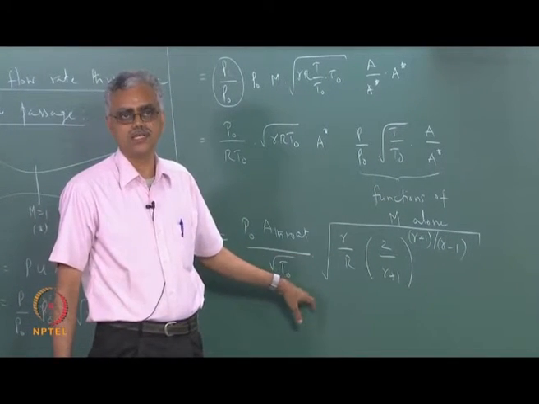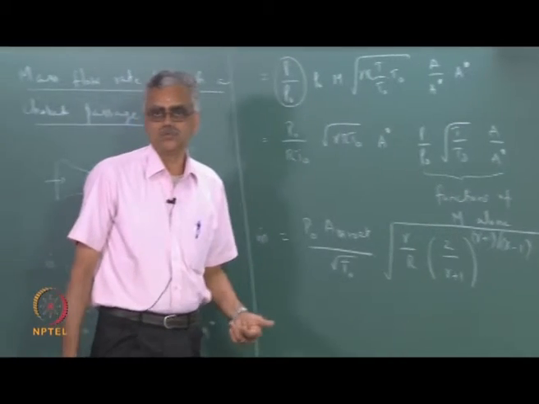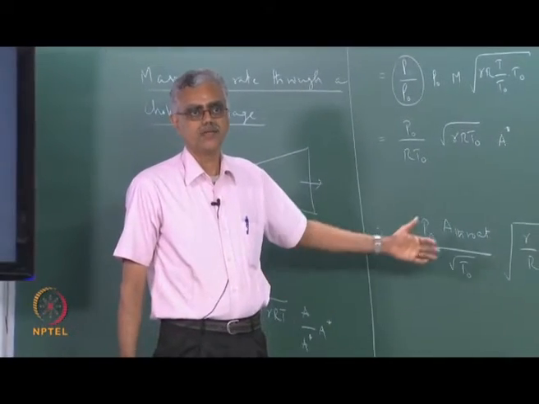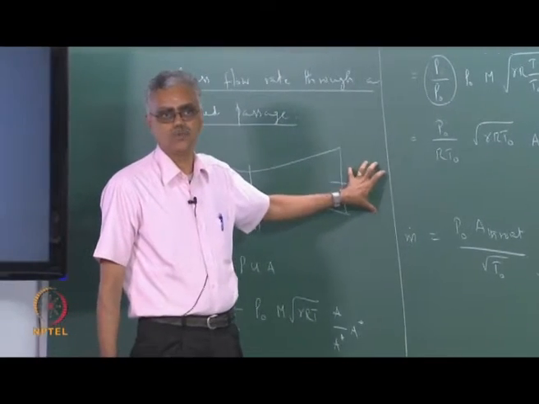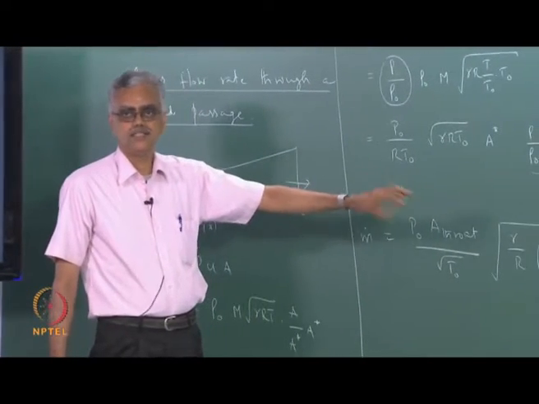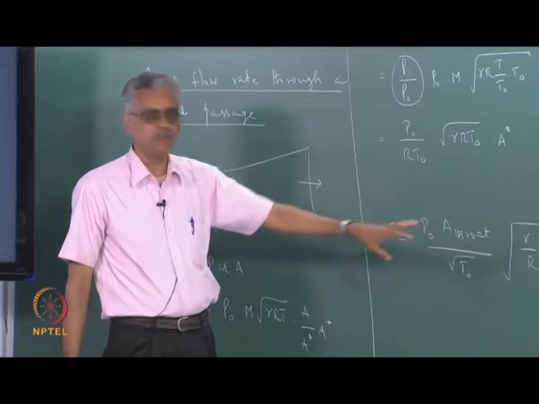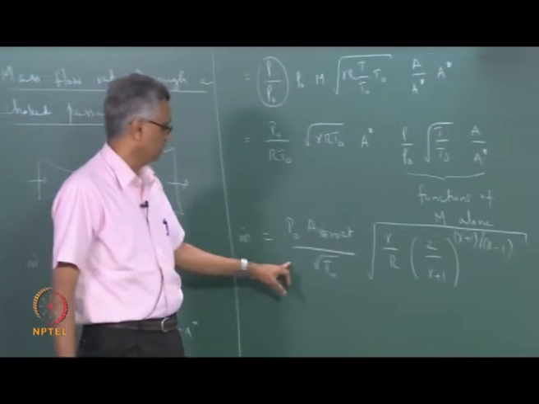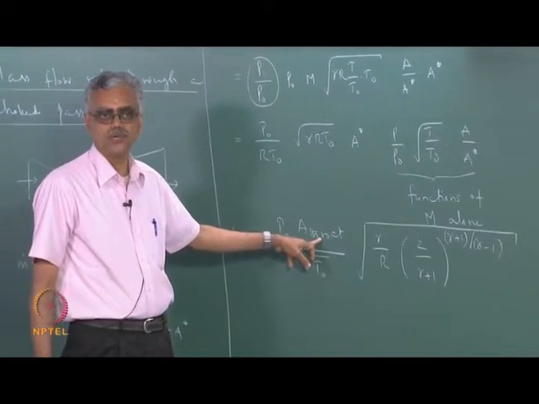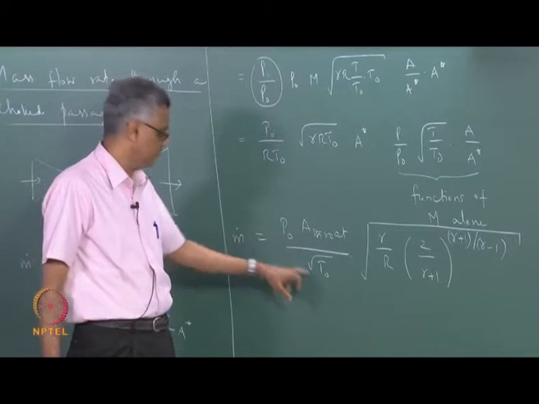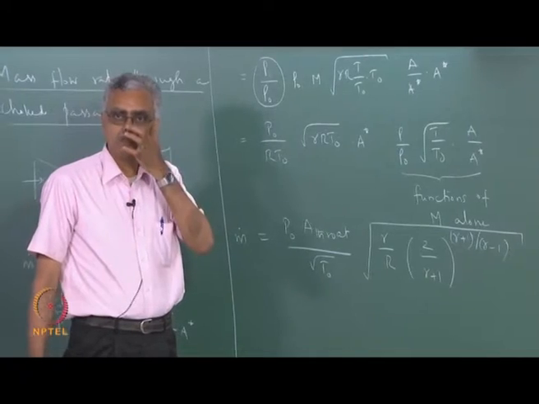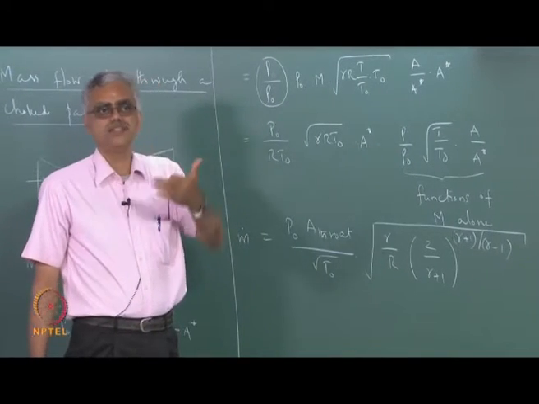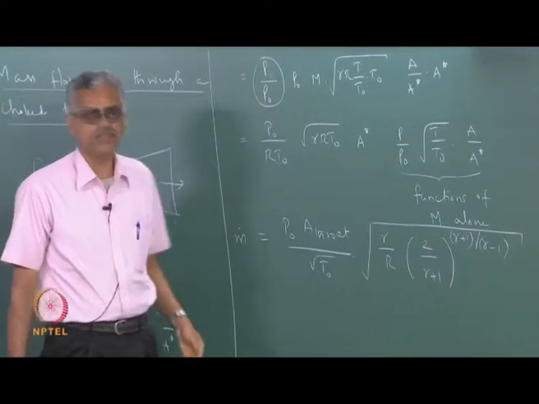So, what this tells you is that once the flow is choked, we cannot control the flow by adjusting the downstream conditions. Once the flow is choked, I can adjust the mass flow rate only by adjusting these quantities. For example, I can change the throat area, I can change my stagnation pressure, or I can change my stagnation temperature, but not any of the downstream quantities. That is the reason why we said that the sonic state is a very important state.